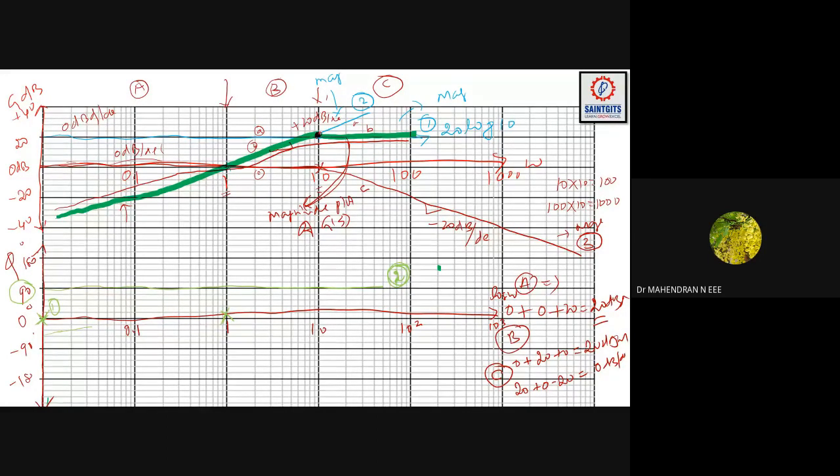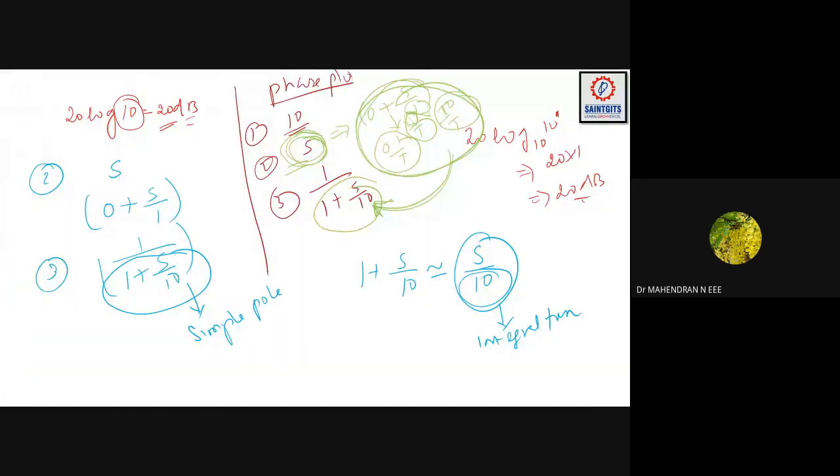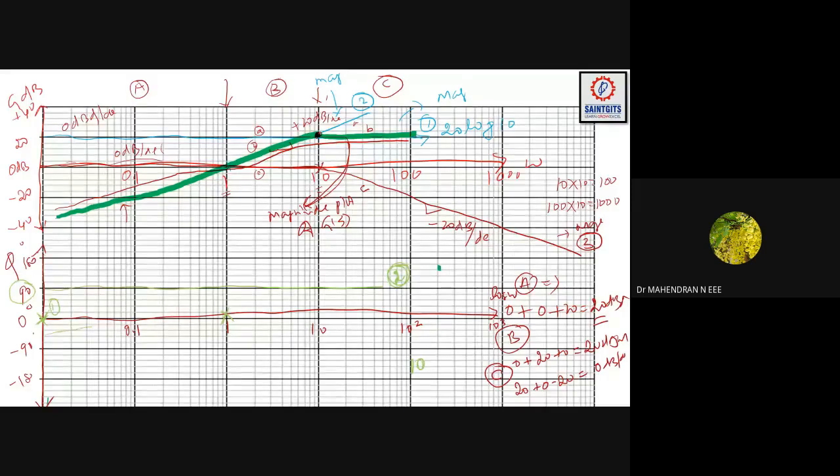Okay, all right. So here the frequency is 10. Here the frequency is 10. Okay, so if the frequency is 10, what will happen? This is your frequency 10. This is your frequency 10. Then you will be able to draw.